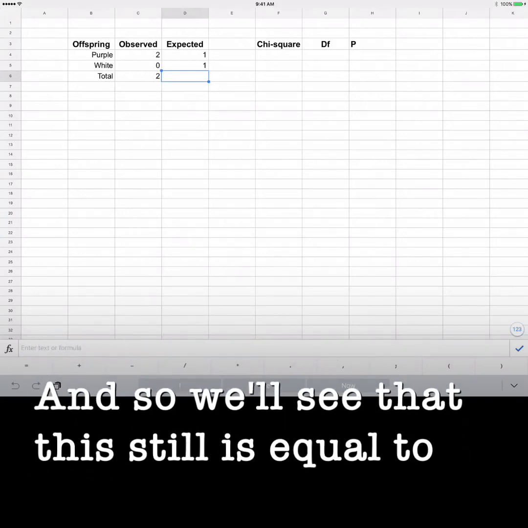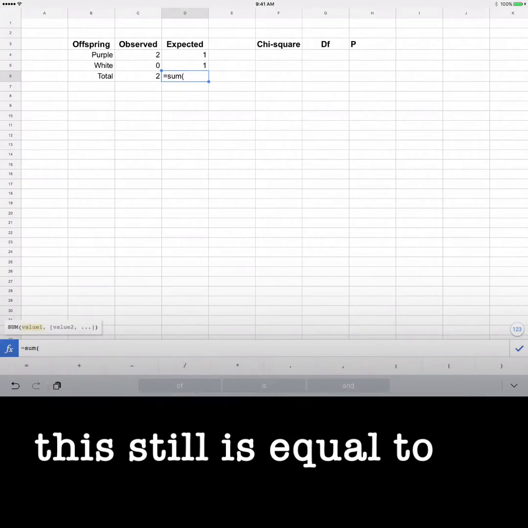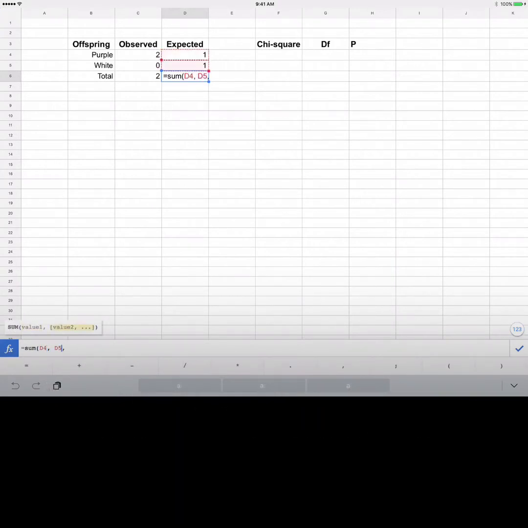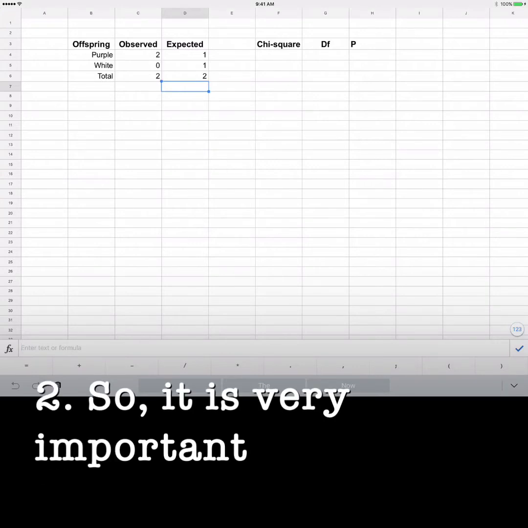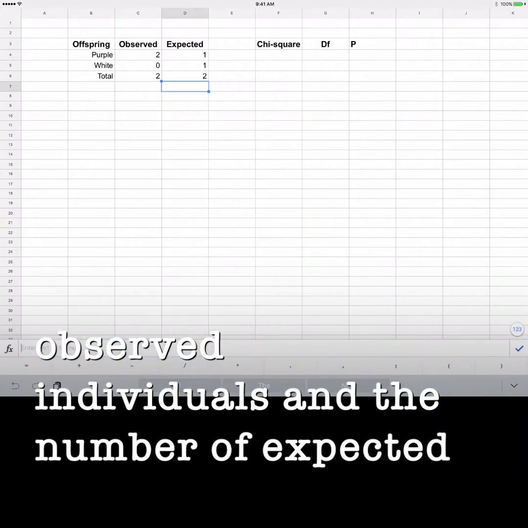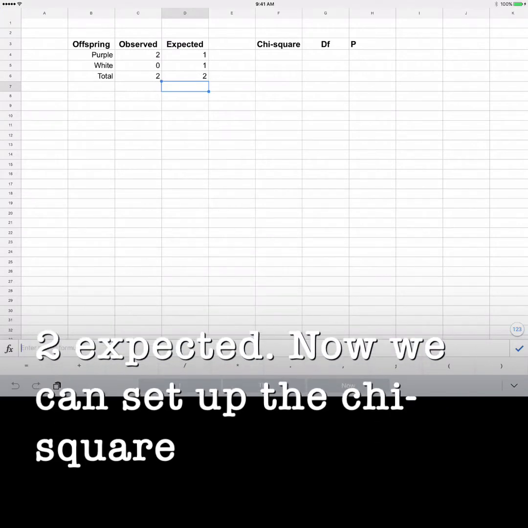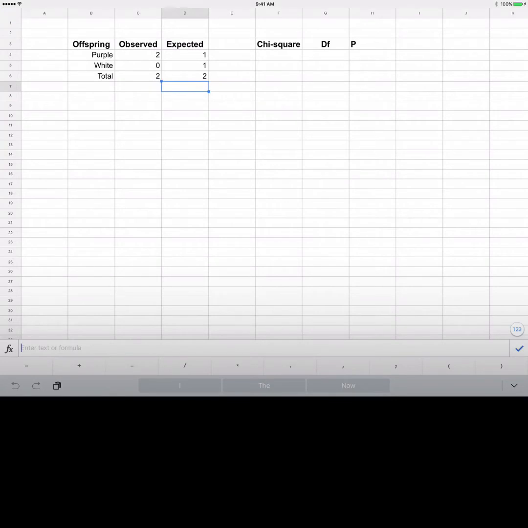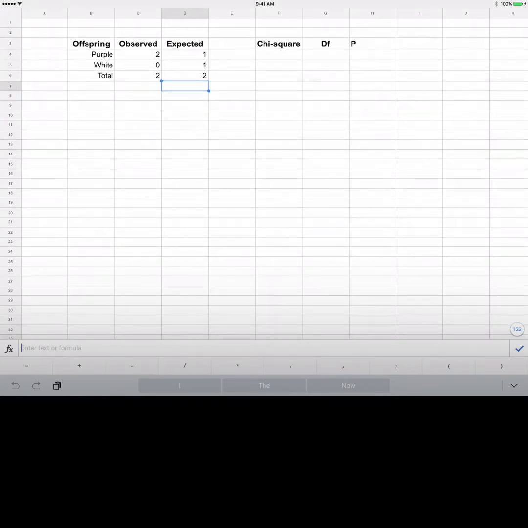And so we'll see that this still is equal to 2. So it's very important that the number of observed individuals and the number of expected individuals are identical. 2 observed, 2 expected. Now we can set up the chi-square calculation.